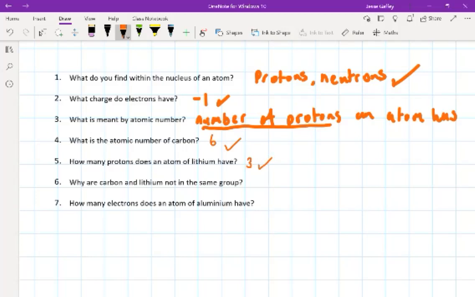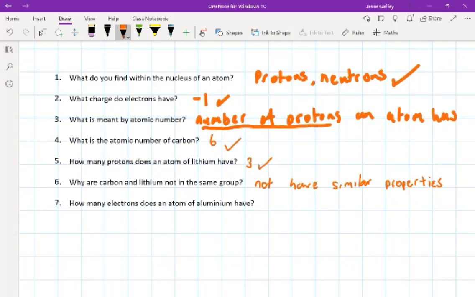Why are carbon and lithium not in the same group? Carbon and lithium are not in the same group because they do not have similar properties. That's why elements get put into the same group, if they have similar properties. Lithium is a metal, carbon is a non-metal. So in fact, they are very much not anything alike each other. So very different properties, so they belong in different groups.